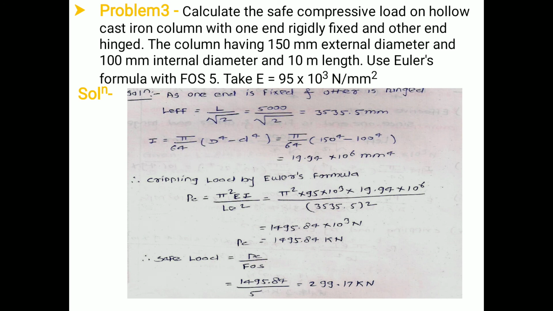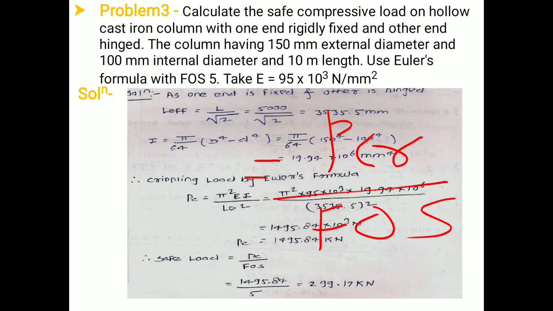Take E is equal to 95 into 10 raised to 3 Newton per mm square. Okay, so as per the given statement, we have to find out the value of safe compressive load. The safe compressive load is the ratio of crippling load divided by factor of safety. Remember that safe compressive load can be given by crippling load divided by the factor of safety.